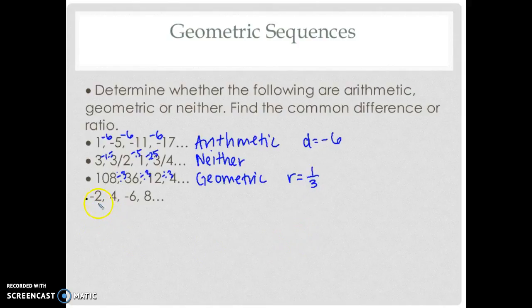And then for the last one, to go from negative 2 to positive 4, I have to add 6. Then 4 to negative 6, subtract 10. And negative 6 to 18, add 14. Or I could try to look at it multiplying. To go from negative 2 to 4, I have to multiply by negative 2. But then to go from 4 to negative 6, it's not multiplying by negative 2. So this one we would say is neither. You're just looking for your pattern, either adding the same thing every time or multiplying the same thing every time.